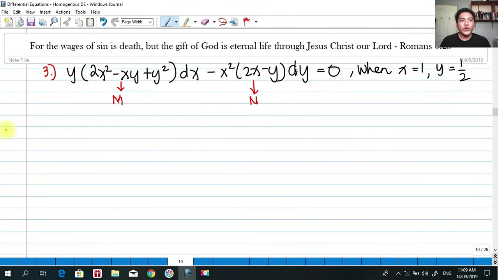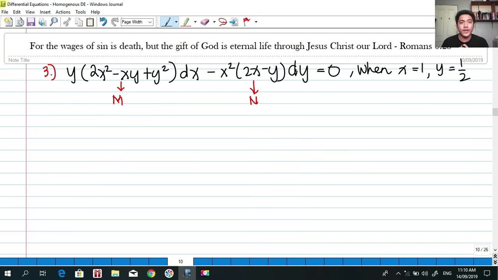So, hi again. We're going to continue our discussion all about homogeneous differential equations. In the previous video, we solved only two problems, but now I think we'll solve three additional problems so that we would be able to master homogeneous differential equations. And so, for today, we're going to solve three problems again.